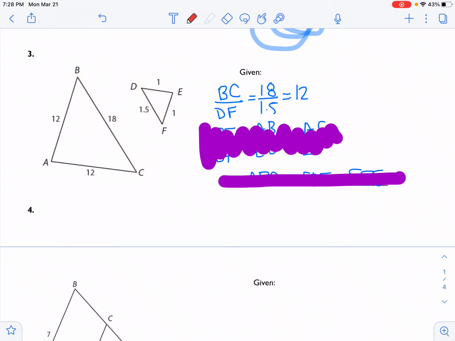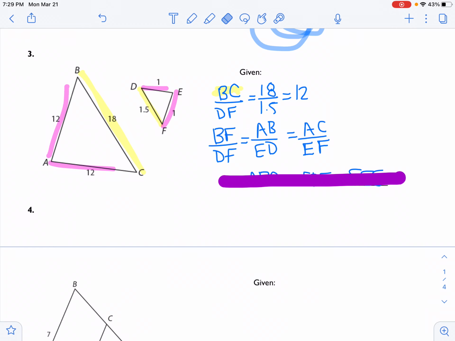BC divided by 1.5, and I'll tell you that's 12. And then if you look at the rest of them, 12 divided by 1 and 12 divided by 1, they're obviously all divided to make 12. So all of those sides are proportional, which is what I've said here. So you can say the 2 triangles, triangle ABC, is similar to triangle EDF by side, side, side.